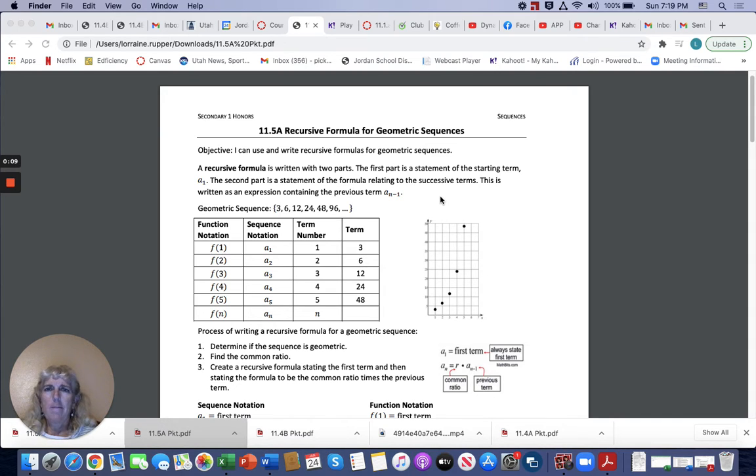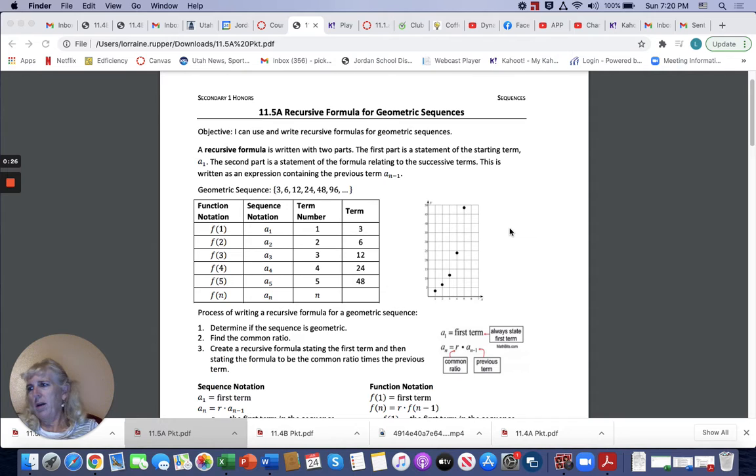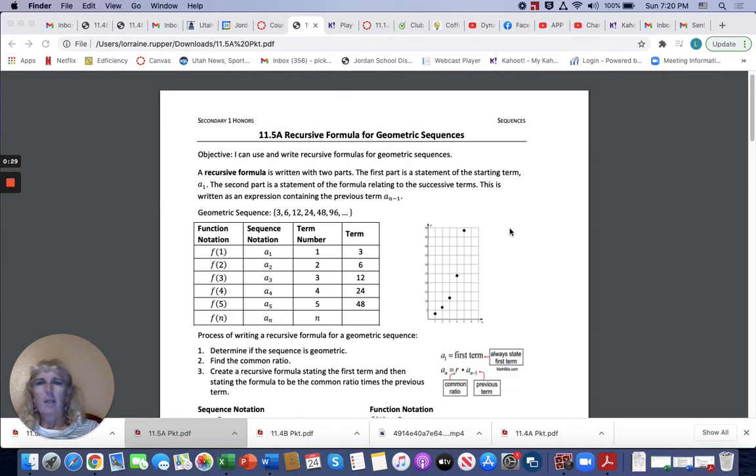Now, this is going to be page 164 for honors, I believe, and 153 for regular SM1 classes. So you should know what page that's on. I can check down here again, 164 for honors, and then 153 or 152 for regular.